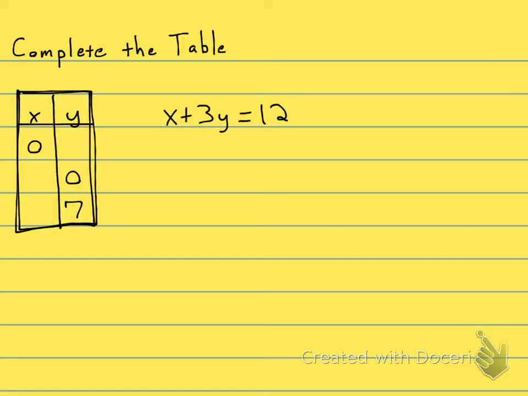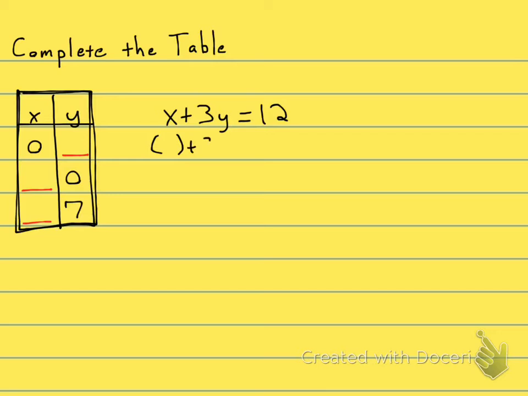This 0 for x is missing a y. The 0 for y is missing an x. And the 7 for y is missing an x. So this is really going to be like working 3 different problems. So let's find what this is first. If I plug in a 0 for x, what will y be? Let's find out.